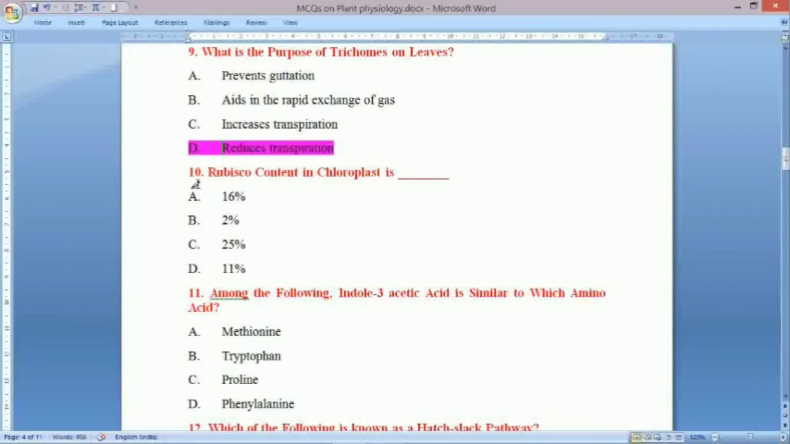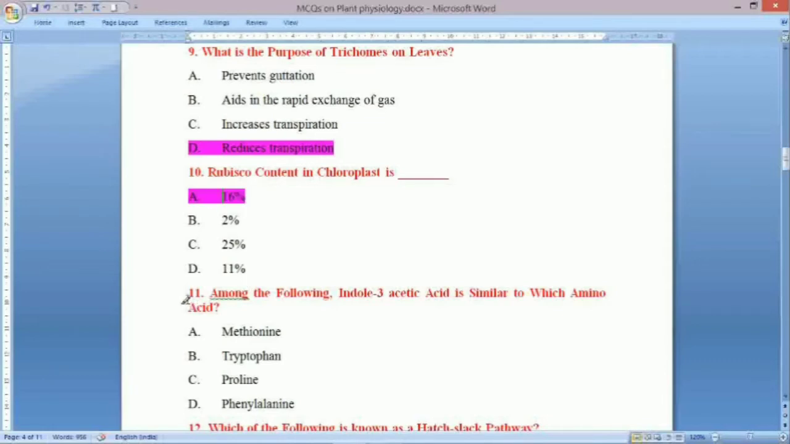Next question, question number 10. Rubisco content in chloroplast is A, 16%, B, 2%, C, 25%, and D, 11%. And here the right answer is option A, 16%.